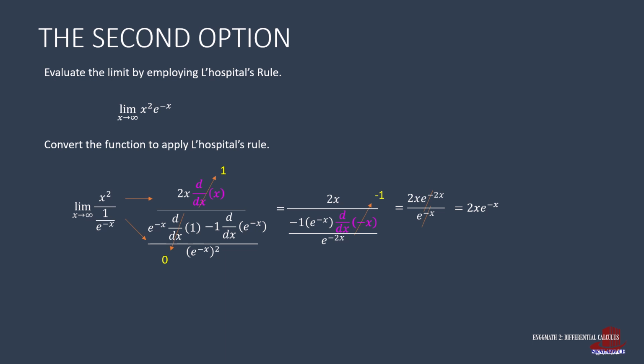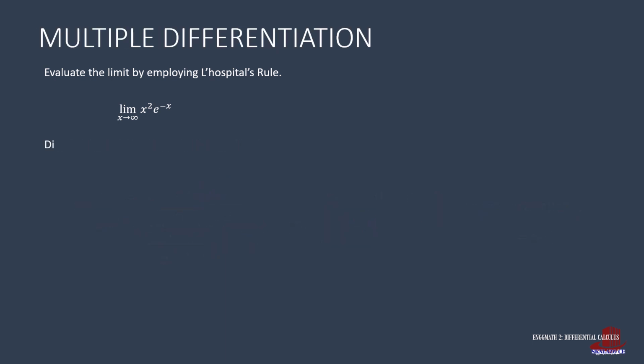So let's substitute infinity into x, thereby giving twice of infinity times e raised to negative infinity, which is still infinity times 0. Differentiate the resulting limit once again, and since it appears as a product, configure it as 2x over the reciprocal of e raised to negative x.